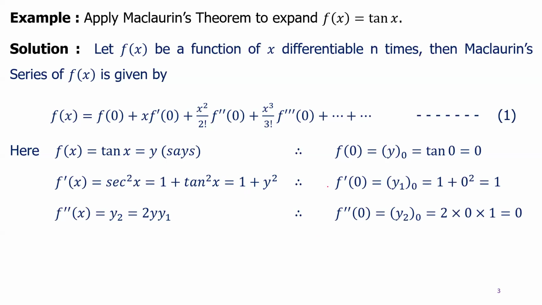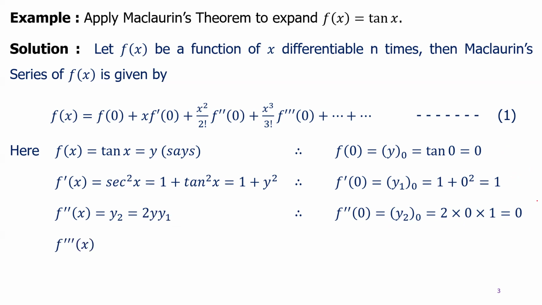Now, if we substitute the value, we want to find out the value of f double dash of x at x equal to 0. So let us put x equal to 0 in the given expression. We are getting 2 y of 0 into y1 of 0. Y of 0 is nothing but we have already obtained, this is 0. And y1 of 0 is 1. So y0 is 0, y1 is 1, so ultimately the answer is 0. So f double dash of 0 is 0.